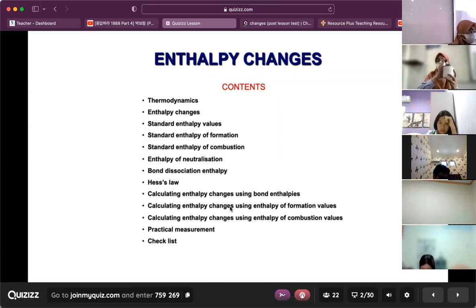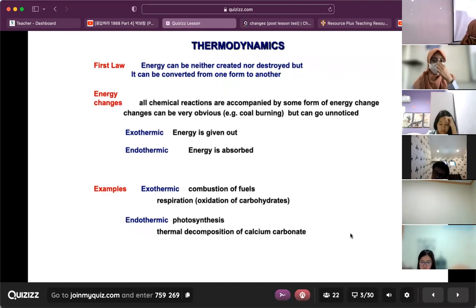Can you see? So this one is what we call a calorimeter. It consists of many parts. I'll explain later, yeah. Okay, next one. First, we will learn about what is thermodynamics.